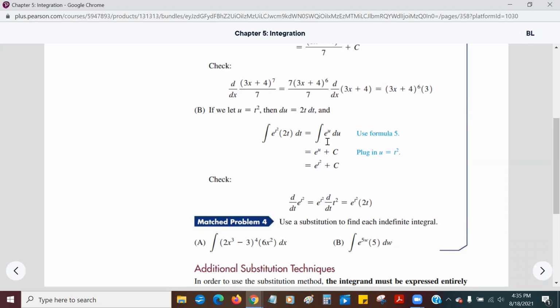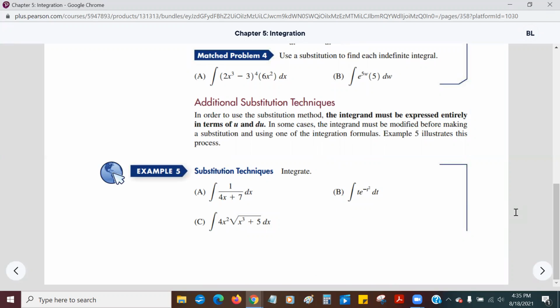This just winds up being e to the u du, because 2t dt is equal to du, and it's e to the u plus c, which is e to the t squared plus c, and we're done. So these are very, very simple and straightforward. Now, let's look at this guy.